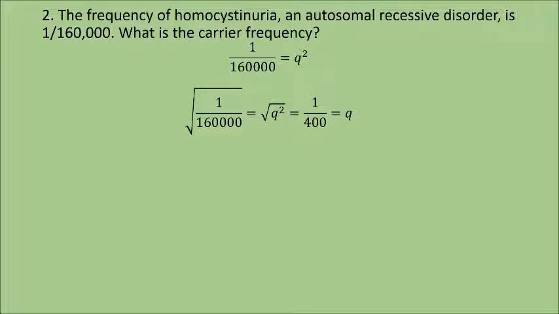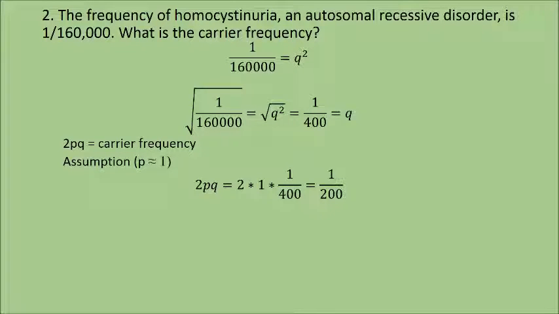The question is asking us for the carrier frequency, and we know that that's represented by 2pq. So we know what q is, but we don't know exactly what p is. p in this case would be 399 divided by 400. But since 399 divided by 400 is so close to 1, we're going to round up and assume that p is approximately 1. So in the next equation, we get 2pq equals 2 times 1 times 1 over 400, we get 1 over 200, and that's it.